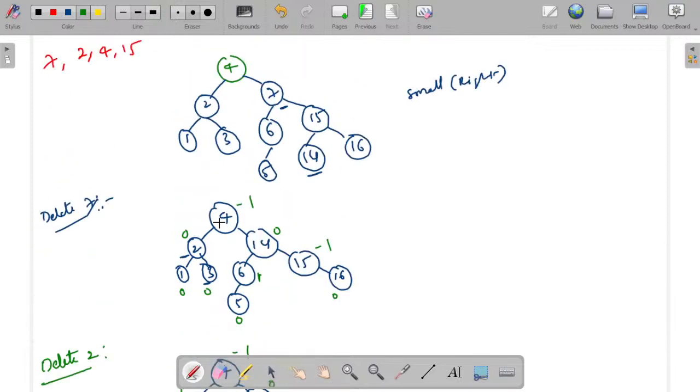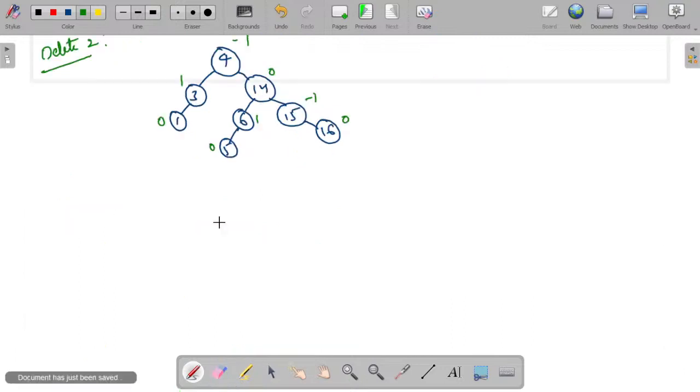Now we should delete the next number, which is 4. So we will delete 4 now. Okay. So where is 4 at? 4 is the root node, which is having multiple child nodes. Now we have to swap 4 with the in order successor. So the in order successor for this 4 is 5, the smallest element in the right subtree. So we have to swap 4 with 5. So now 5 gets to the position of 4, and the remaining nodes stay in the same place.